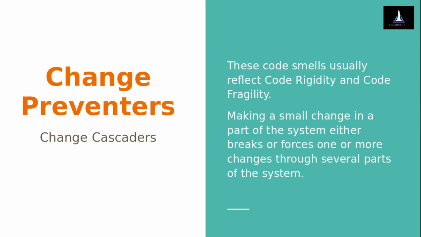Change preventers. I'd like to call them change cascaders. See, those code smells usually reflect code rigidity and code fragility. What that means is basically making a teeny tiny change in a part of the system either breaks or forces me to make one or more changes through several parts of the system. And it becomes all over the place and you don't know exactly how to deal with it, so you stop refactoring, you git stash what you've done, and you walk away.